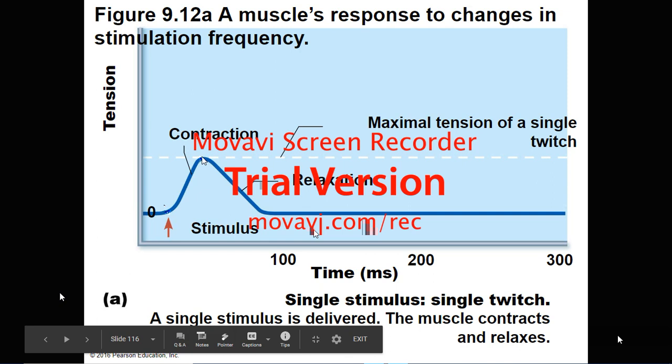So wave summation results from two stimuli received by a muscle in rapid succession. The muscle fibers don't have a complete time to relax, and so it's going to increase in force with each stimulus. Then you also have additional calcium that's being released with the second stimulus, which is going to stimulate more shortening.